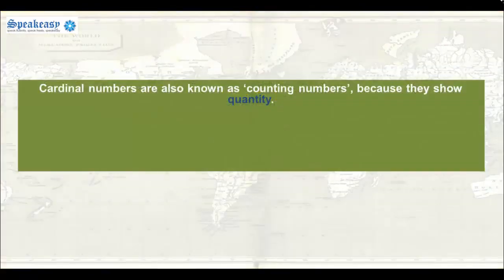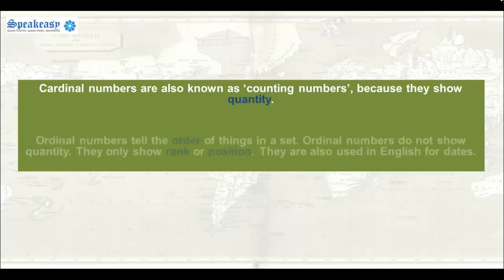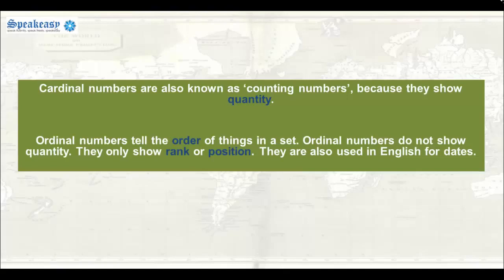Cardinal numbers are also known as counting numbers because they show quantity. Ordinal numbers tell the order of things in a set. Ordinal numbers do not show quantity. They show rank or position. They're also used in English for dates.